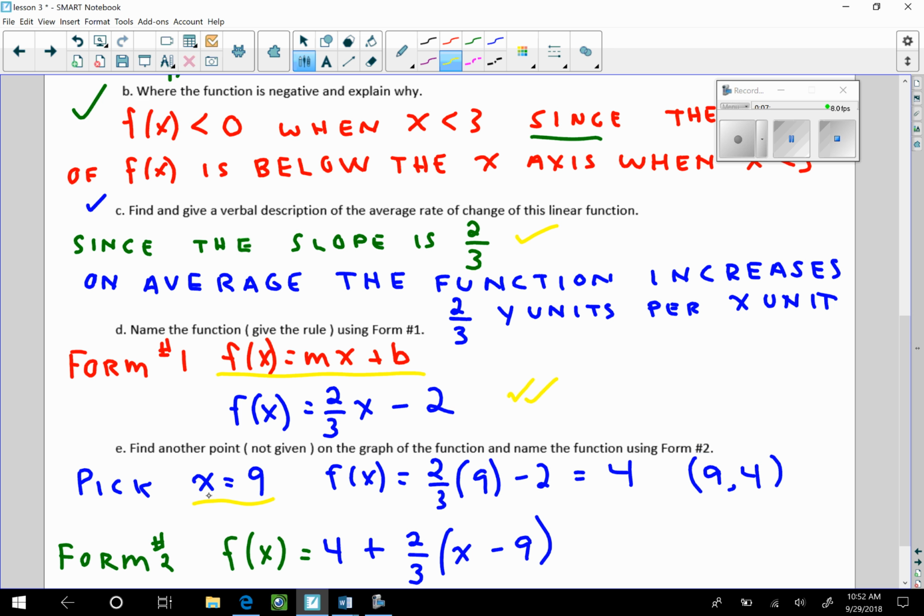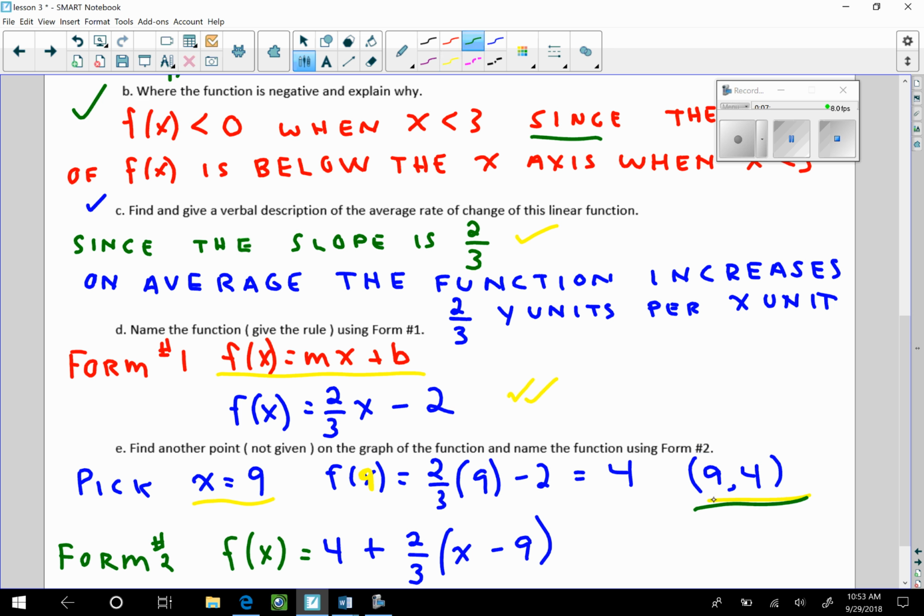So if I choose x equals 9, this should be f of 9. Let's fill that in there. F of 9 is going to be 2/3 times 9 minus 2. 2/3 times 9, these 3's will cancel, will be 6, minus 2 is 4, and this is the point (9, 4). This is the point that I'm going to use.